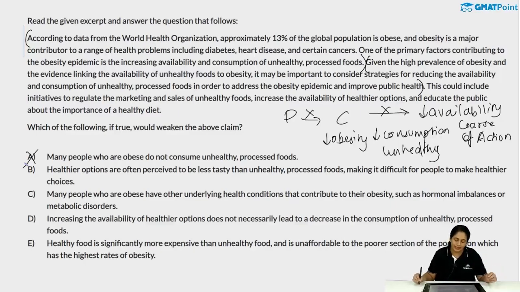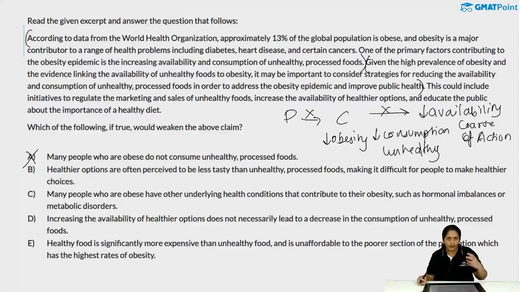Healthier options are often perceived to be less tasty than unhealthy processed food, making it difficult for people to make healthier choices. Now, essentially, even if this is true, what is the case? In this case, what you're saying is that people are choosing unhealthy foods not because they are more available, but because they actually like the taste of it. Now, this does slightly weaken your claim because it means that even if you reduce the availability of unhealthy food versus healthy food, people might still end up choosing the unhealthy food. But even in this case, if you make it less available and less marketed towards the consumer, it is going to impact sales even if people like the taste of A over B. If getting A is difficult, if the marketing of A is weaker, if B is more readily available, even if you have a taste preference and if you educate the people that even though this is tasty, it's not good for you, even then people might make the choice to actually eat healthy food.